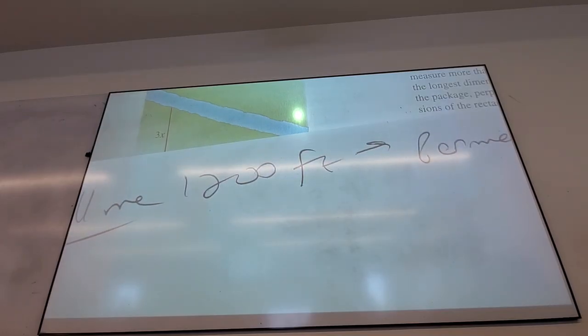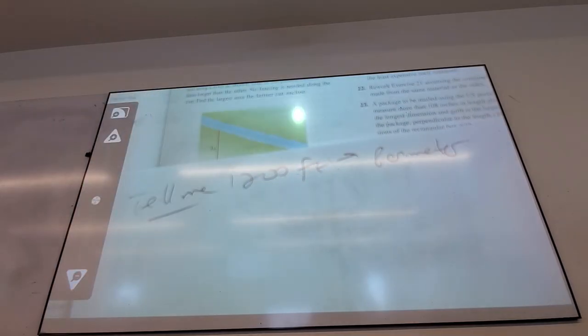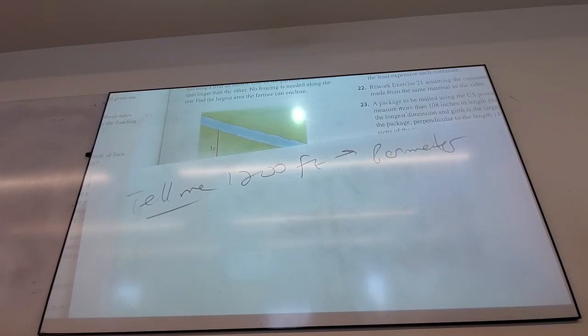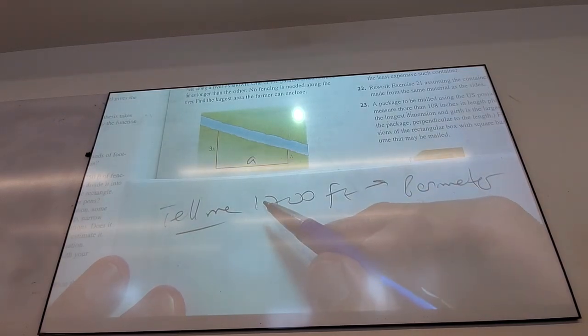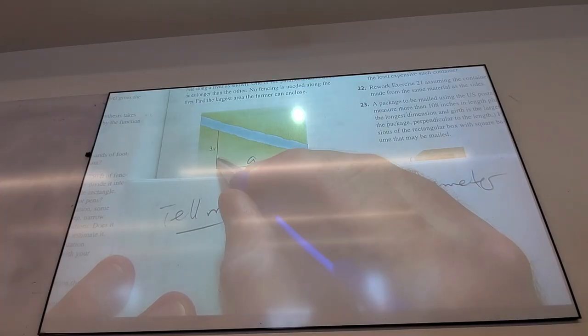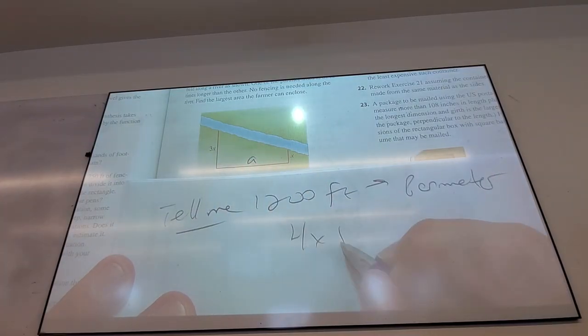Work on one thing at a time. Now, listen, Ezekiel, you're right. Area is going to come into play, but not yet. So what is the formula for the perimeter of this thing? 3x plus x plus a plus a, and that has to be 1,200.